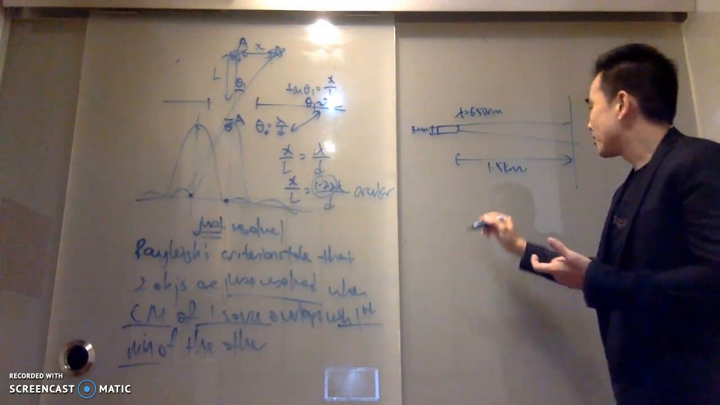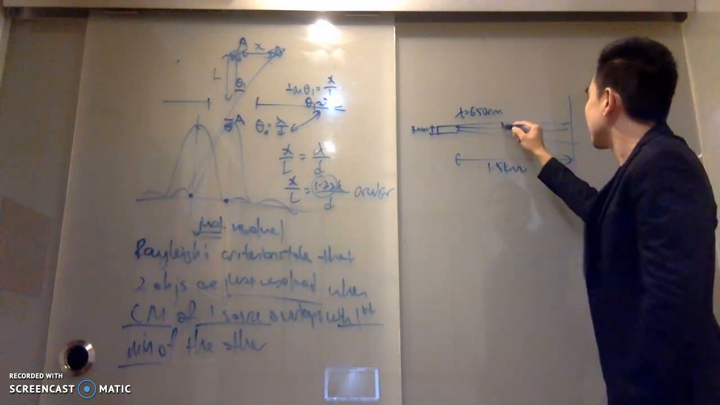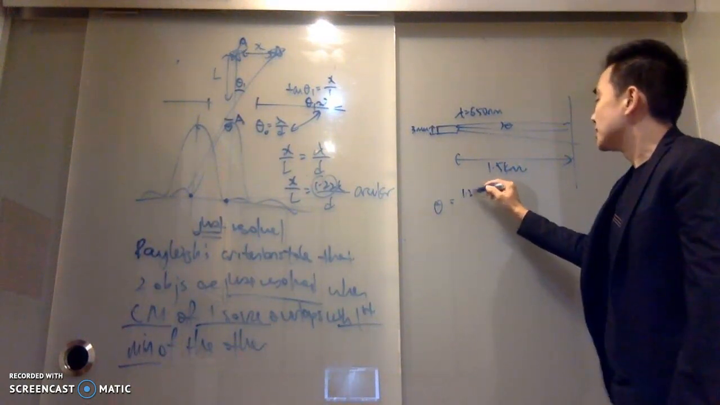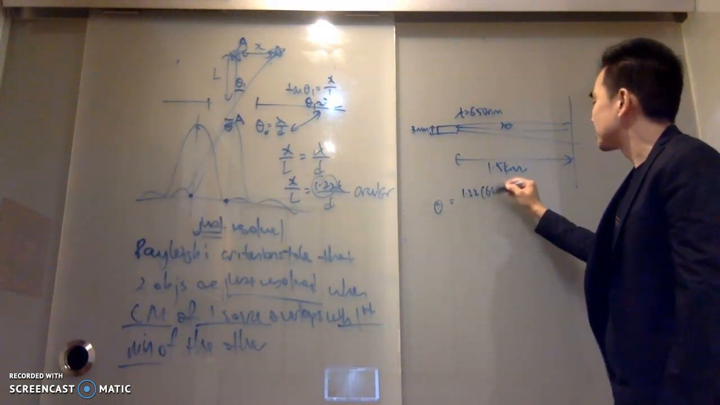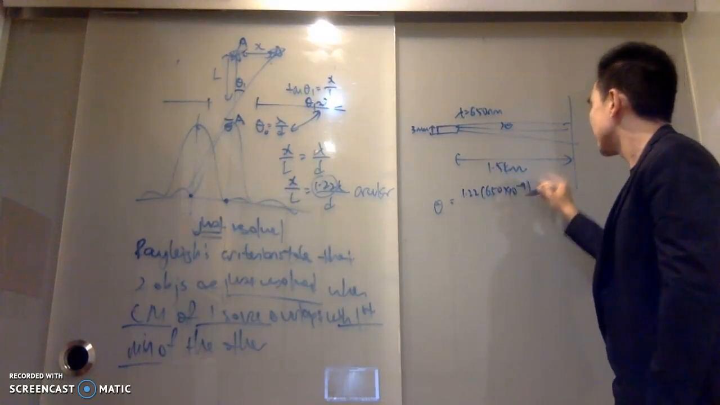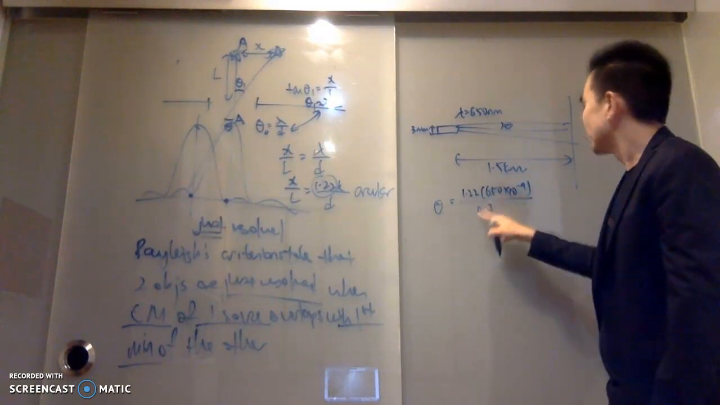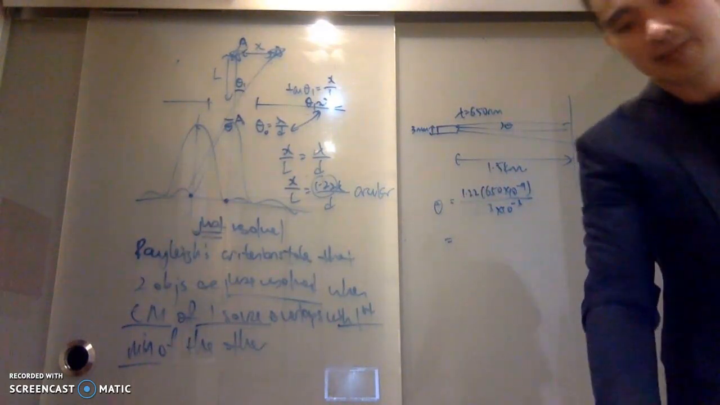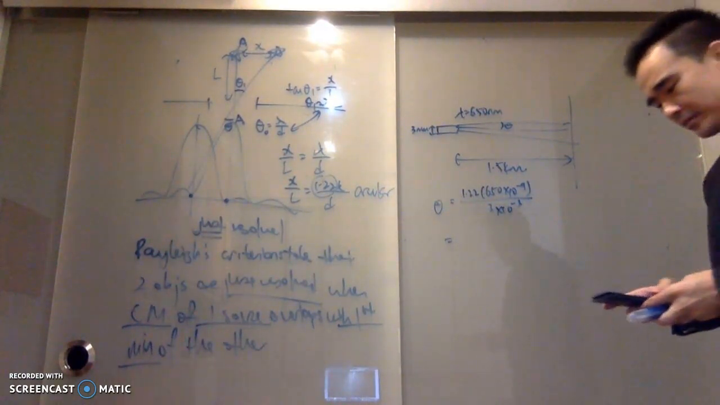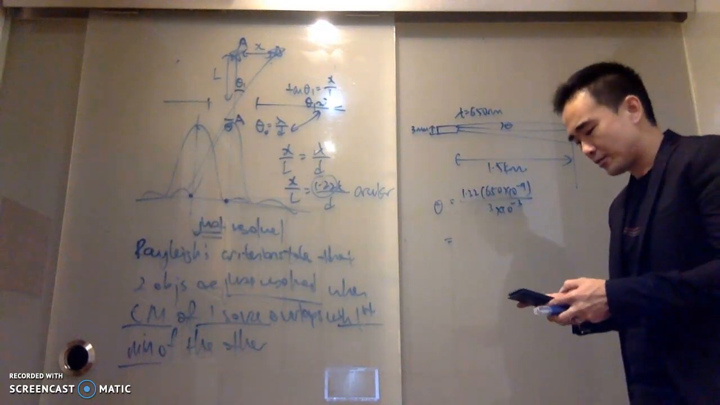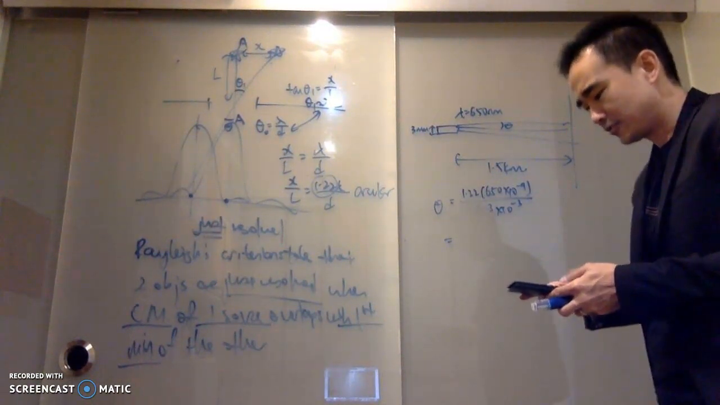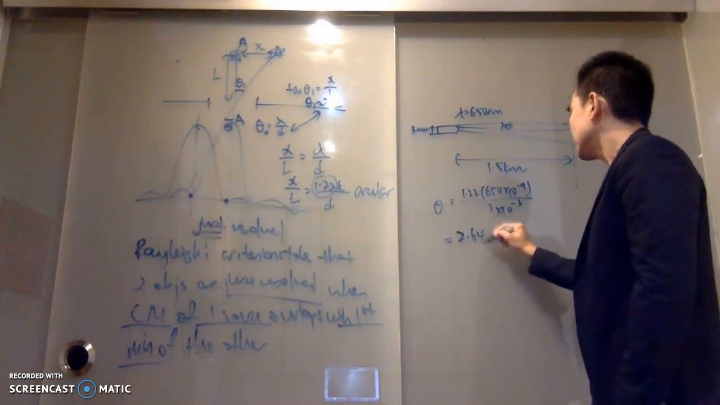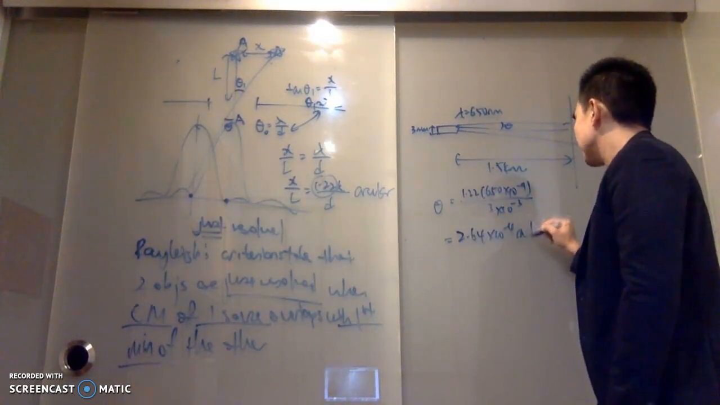So therefore, for this divergence angle, this is a theta over here because of diffraction. It is a circular aperture, so it is 650 times 10 to the power minus 9 divided by 0.3 times 10 to the power minus 3. Let's calculate: 1.22 times 650 times 10 to the power minus 9 divided by 3 times 10 to the power minus 3. That is going to be 2.64 times 10 to the power minus 4 radians.